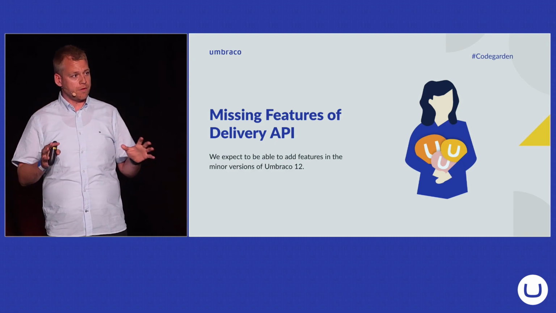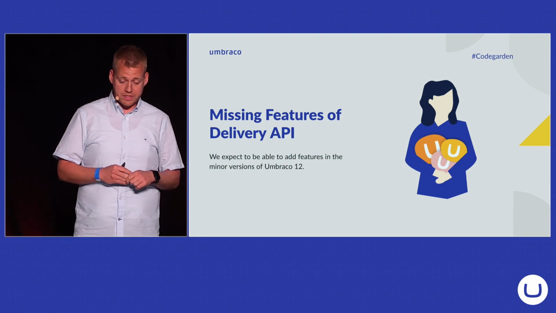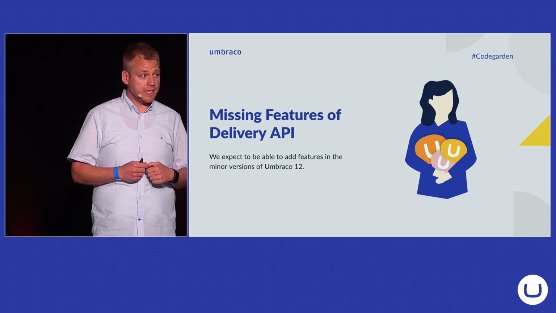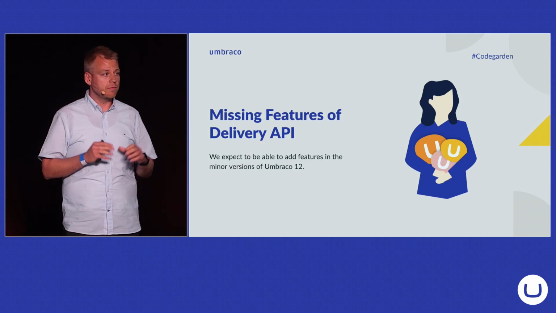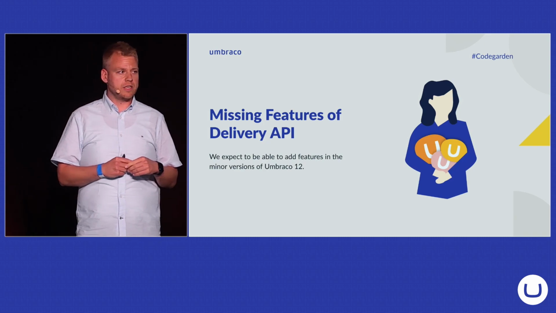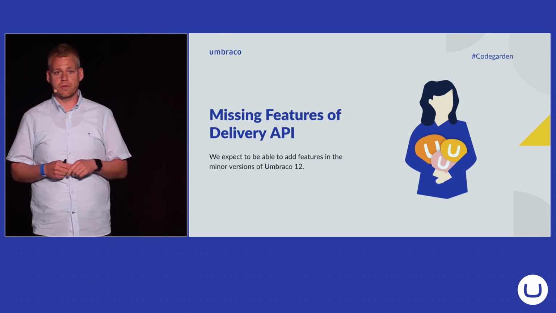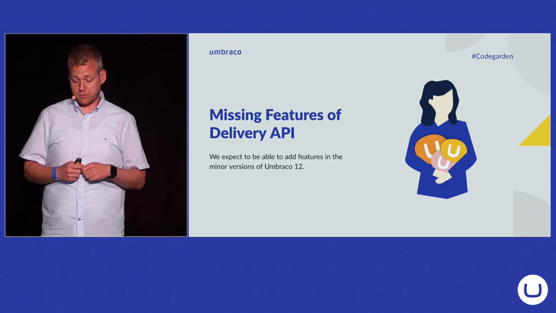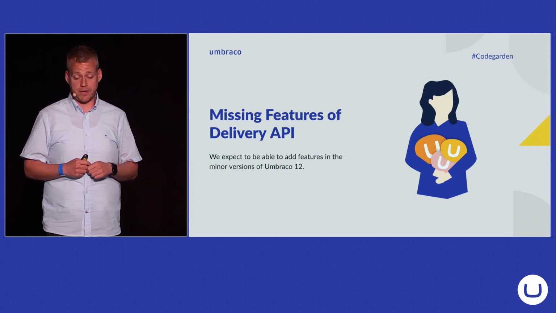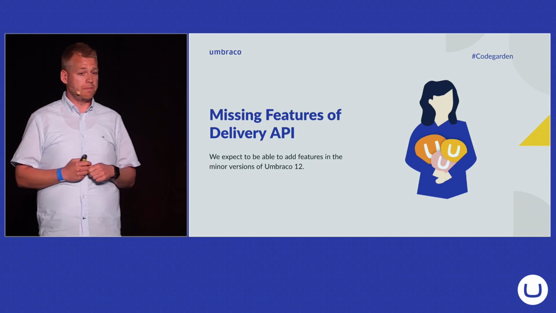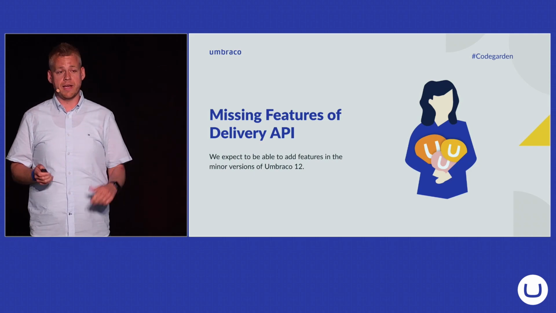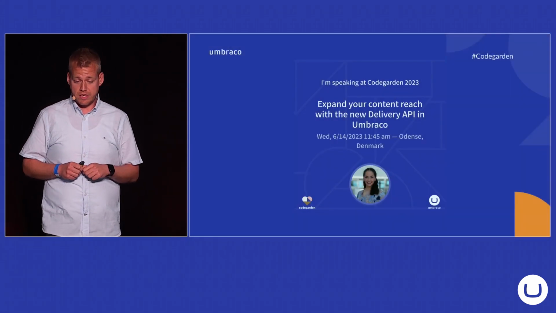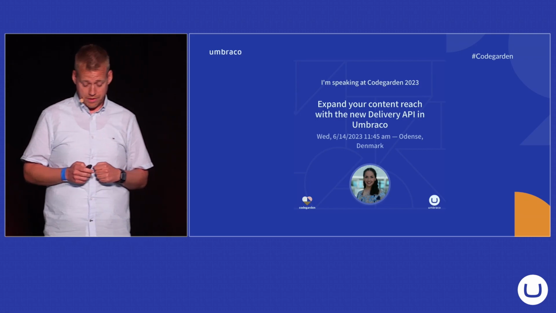So even though the first version really solves a lot of use cases, we are aware of a few missing features. These are mainly related to member authentication and the protected content. So with the 12.0 release, the protected content can't be served through the delivery API. But we plan to add this feature in some of the minor versions of Umbraco 12. So we have prepared for it and plan to do it without breaking changes. We also plan to look into features like output caching and potentially other minor performance improvements. Elitza has a talk next up on this stage, and she will really showcase the power of this new delivery API.